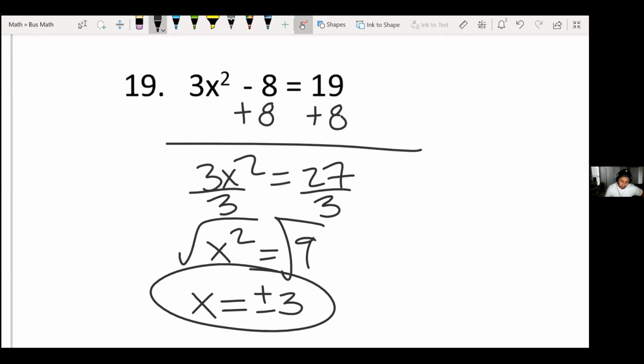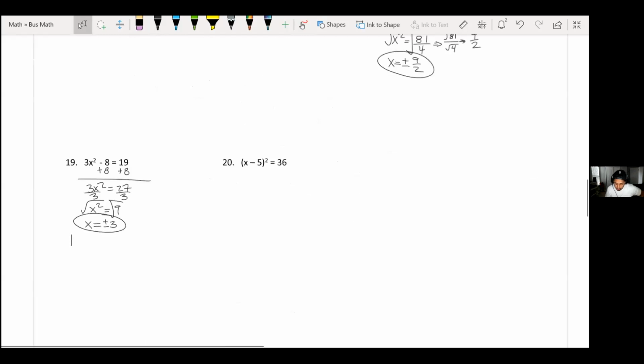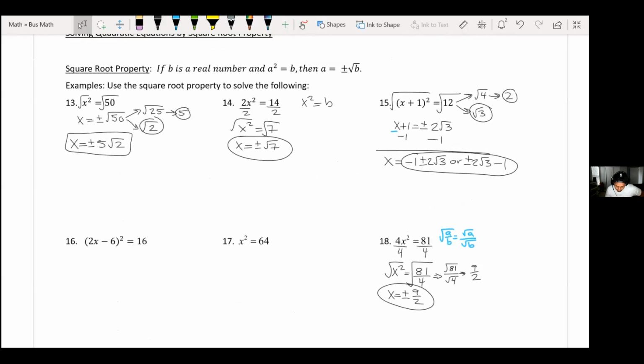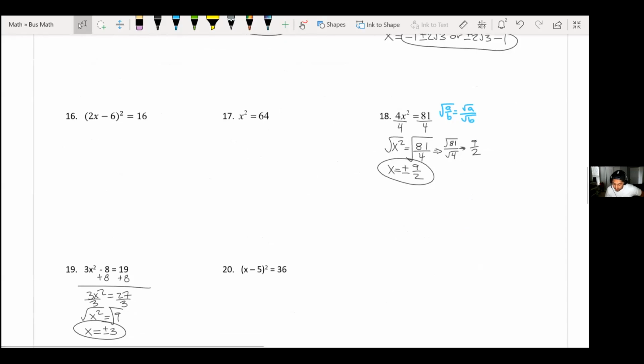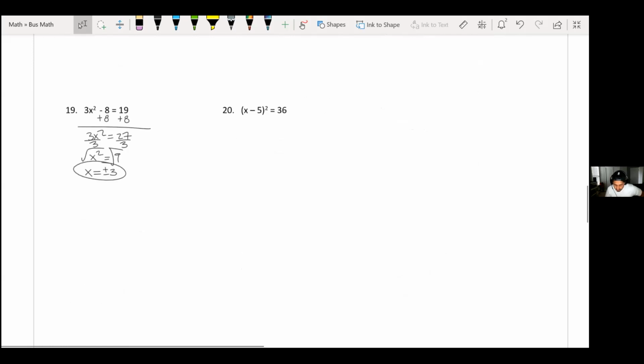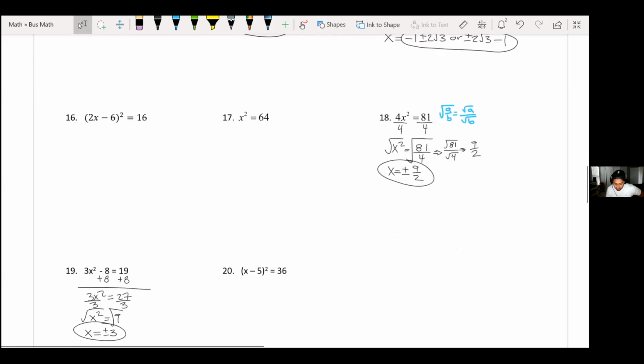Perfect. Okay, so that should be good enough for square roots. So treat 17 like 13. I mean, you can treat them all the same. It is exactly the same concept. They're just written a little different. 16 is just like 15, and 20 is just like 15.